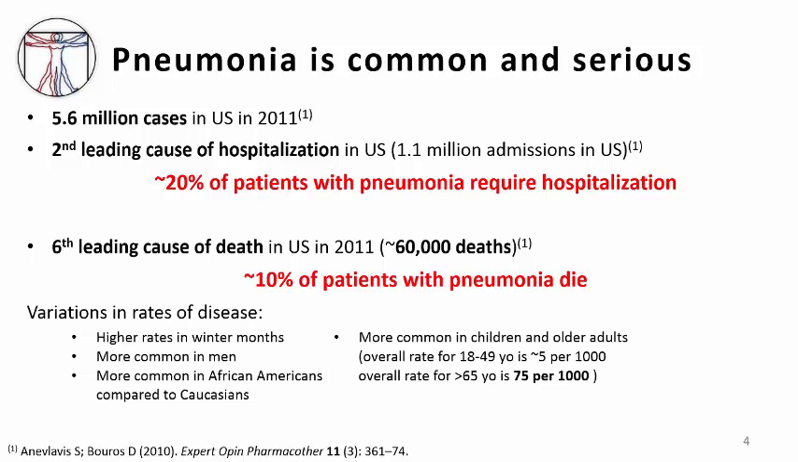Now, there are many different variations in the rates of disease. More pneumonia happens in the winter months. Men and children are more likely to be affected, as well as older patients. As you can see, the overall rate of pneumonia for someone who's more than 65 years of age is 75 occurrences per 1,000 patients.